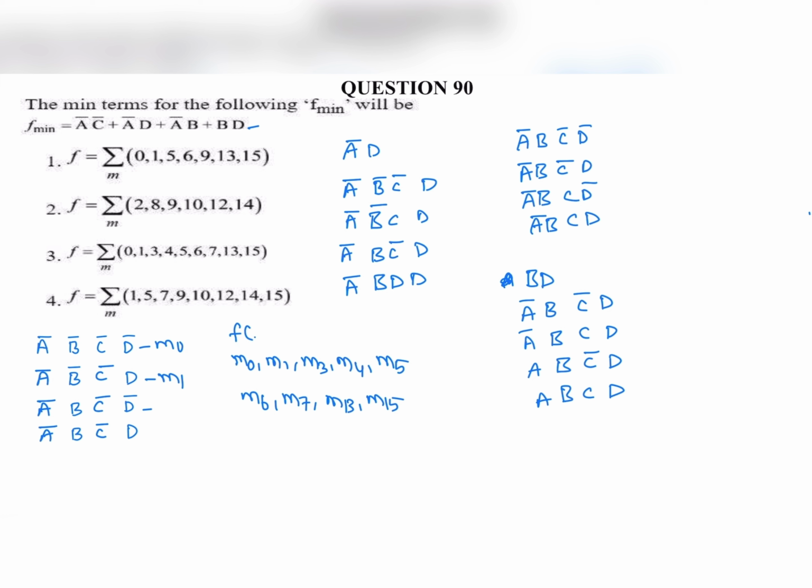The function f of ABCD consists of these canonical terms, these minterms. So the correct option is 3. Next question.